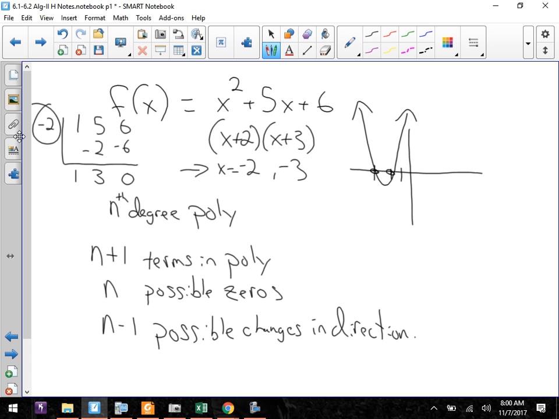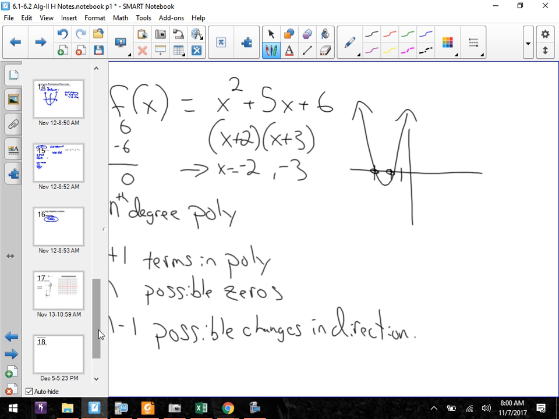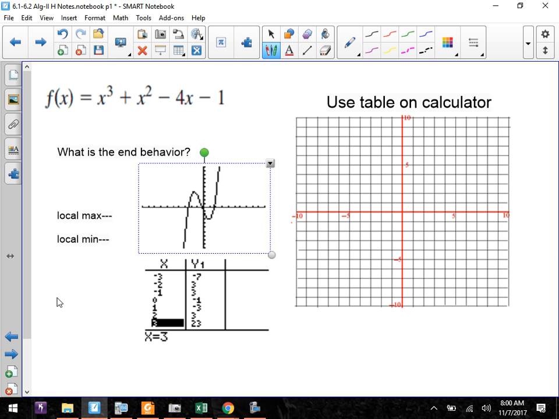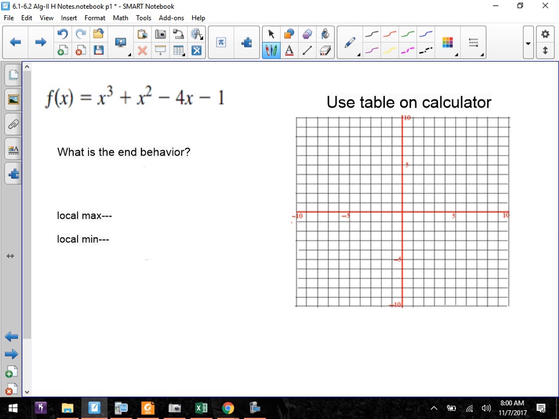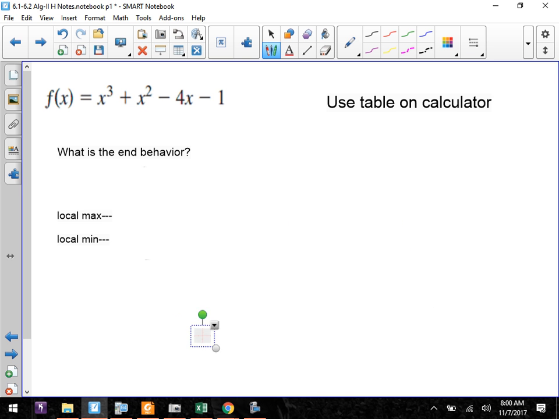So what I want to do is look at this polynomial. And I want to look at the end behavior, and I want to do a rough sketch of what it looks like. And we're going to use our tables in our calculator because it's a little bit easier to do instead of trying to make everything super crazy.